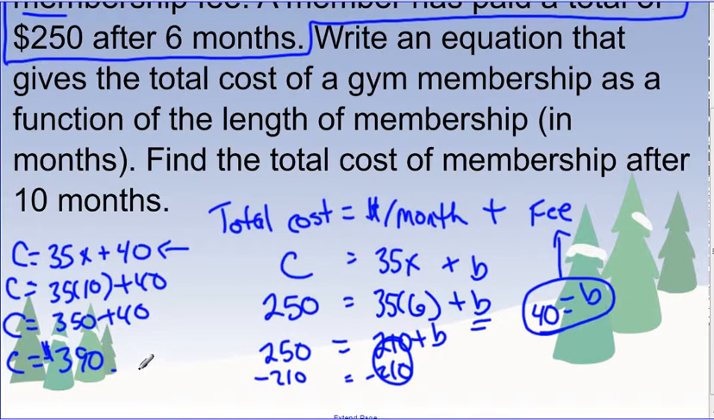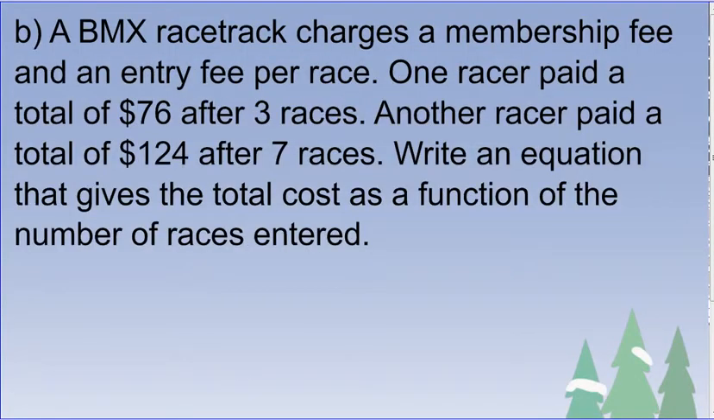We're going to do another similar problem, and then I think you're going to have one similar to do on your own as well. So letter B says, a BMX racetrack charges a membership fee and an entry fee per race. All right, so my brain's already thinking, okay, the cost of this place is, you've got a membership fee, MF, and you've got an entry fee per race. So cost equals the membership fee plus the entry fee. Okay, that's what my brain's thinking already. There might be more stuff, but that's all we know so far.